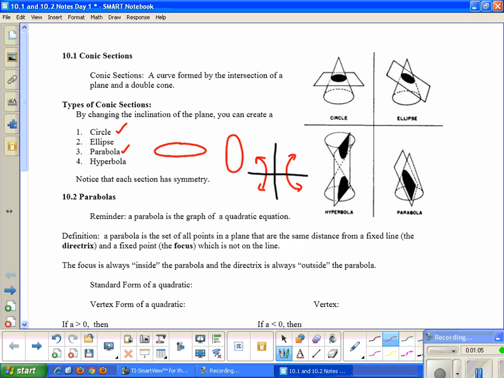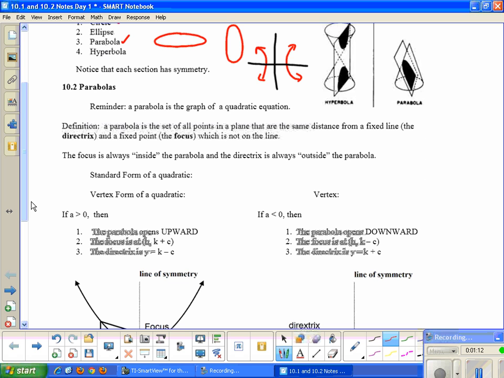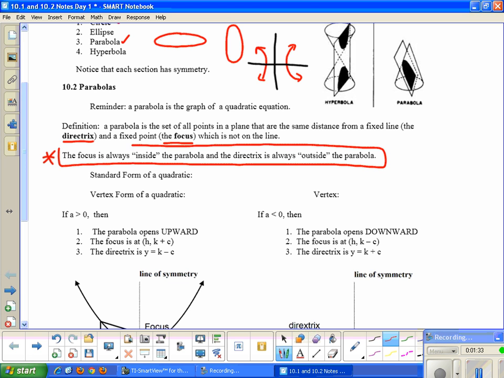A reminder that a parabola is the graph of a quadratic equation. And remember that we talked about the definition. A parabola is a set of all points in the plane that are the same distance from a fixed line, which we call the directrix, and a fixed point called the focus, which is not on the line. And remember that the focus is always inside the parabola, and the directrix is always on the outside of the parabola, on the other side. The directrix never touches your parabola.